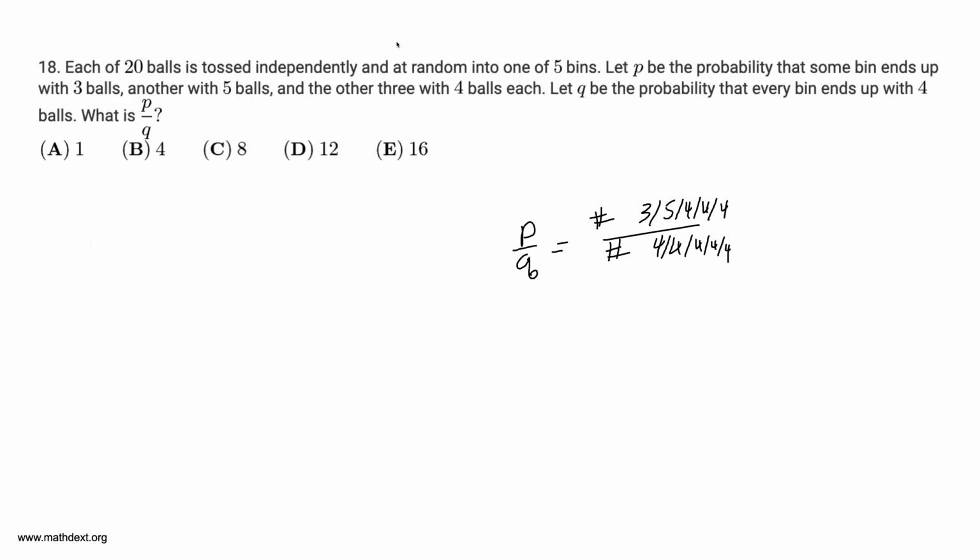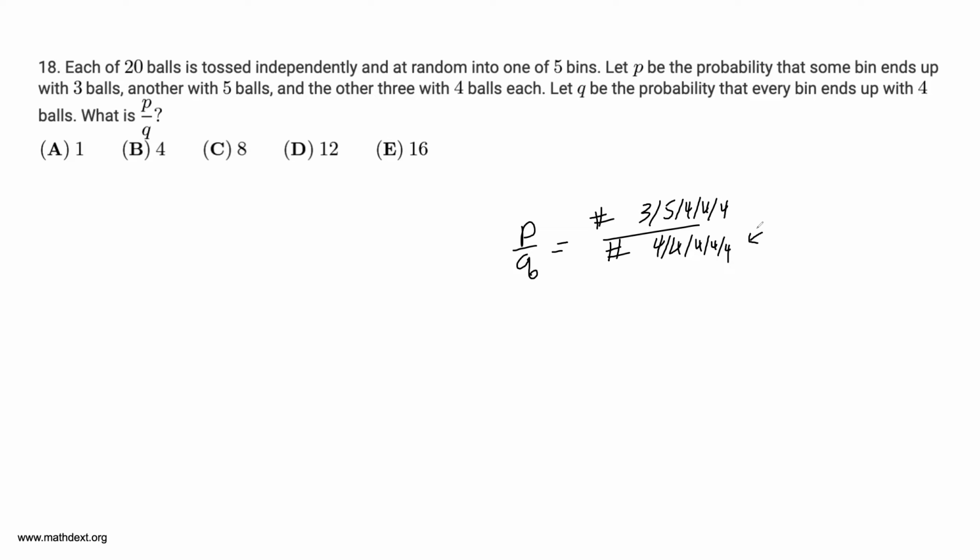So let's start out with the denominator because it looks easier. How many ways are there to get every box with 4 balls? And for this solution, I'm just going to assume the boxes are all distinct and the balls are all distinct, so I can tell all of the balls apart. For example, all of the balls may have different colors and all of the boxes may have different colors as well.